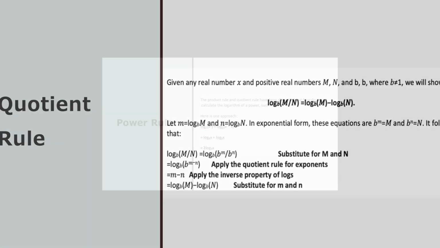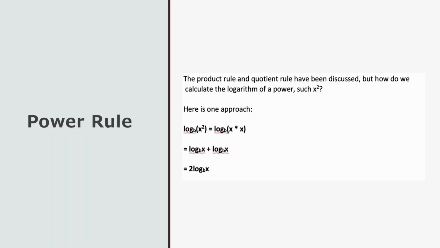Here you can see log base b of x squared equals log base b of x times x, which equals log base b of x plus log base b of x, which equals 2 log base b of x. You'll see that we arrived at a solution for the example above using the product rule for logarithms. The power rule for logarithms, which states that the log of a power is equal to the exponent times the log of the base, has been derived as a result.